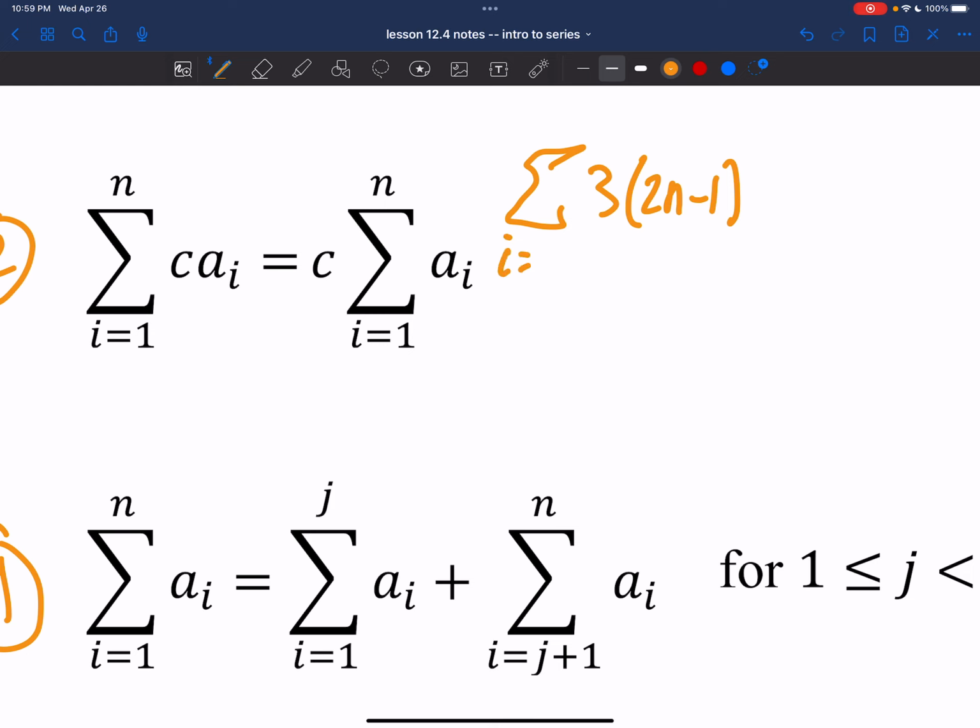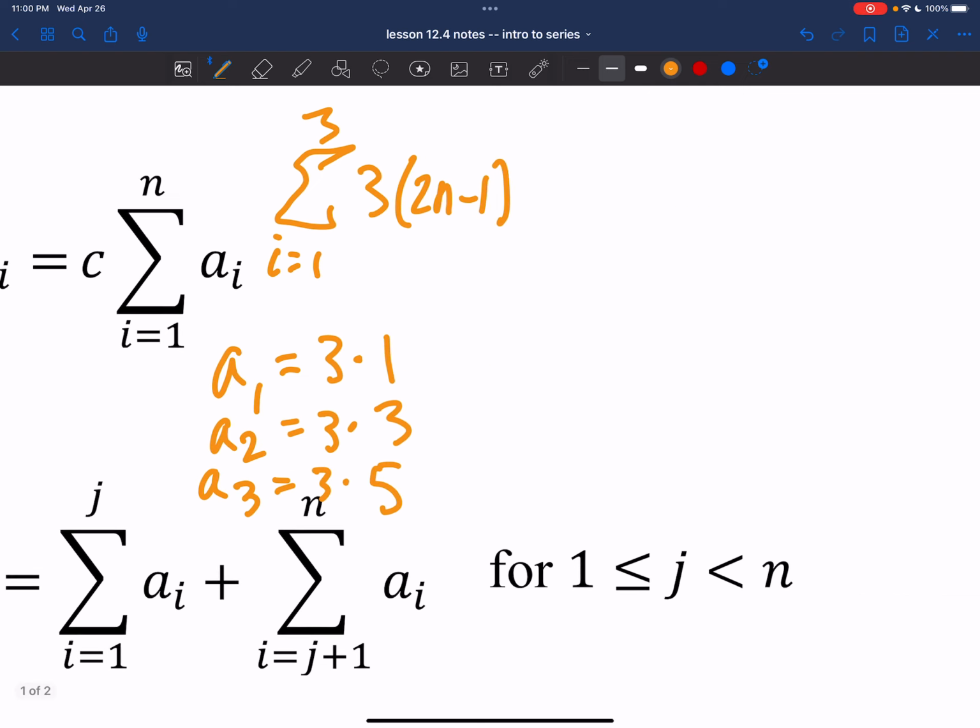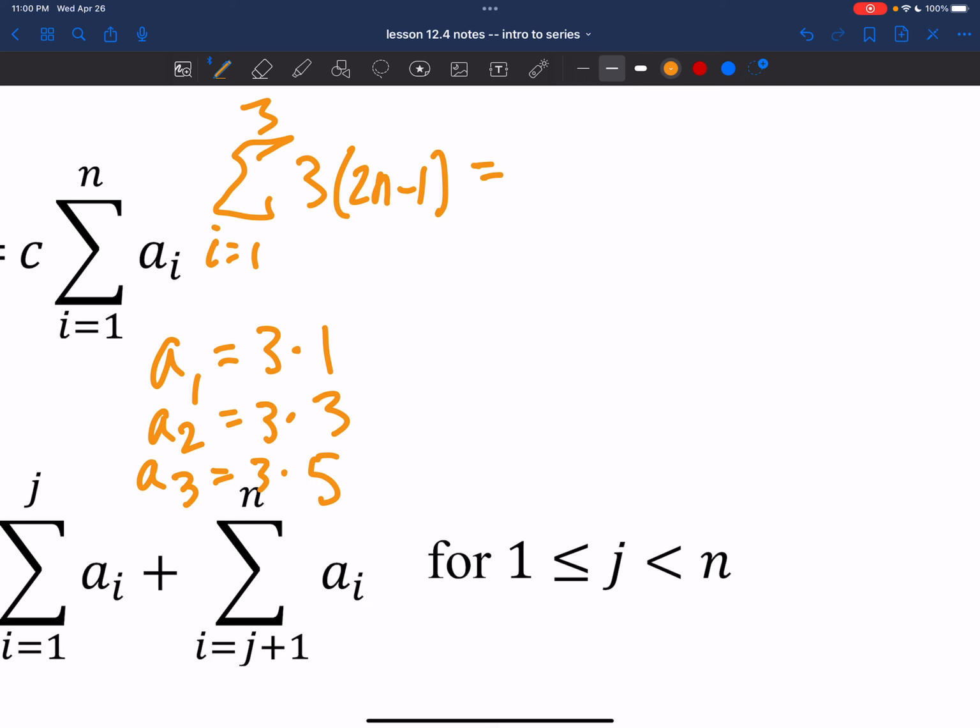Right, and I'll say i equals 1 to 3 again, because I just want to do 3 terms. So what is a sub 1? Well, a sub 1 is 3 times, that's 2 times 1 minus 1, that's 1. A sub 2 is 3 times, 2 times 2 is 4, minus 1 is 3. And a sub 3 is 3 times, 2 times 3 is 6, minus 1 is 5. So if I add these things together, it's 3 times 1 plus 3 times 3 plus 3 times 5. And you can calculate these, right?